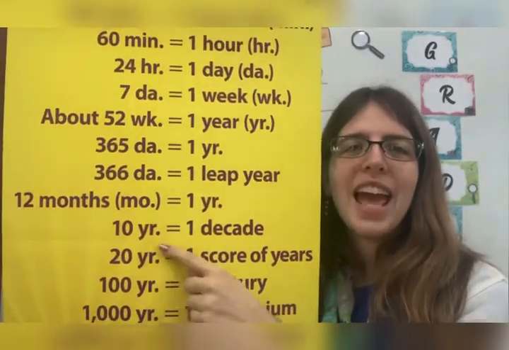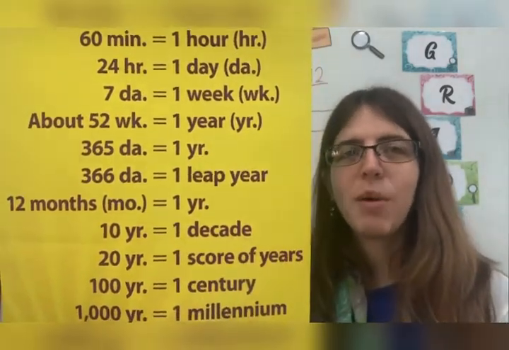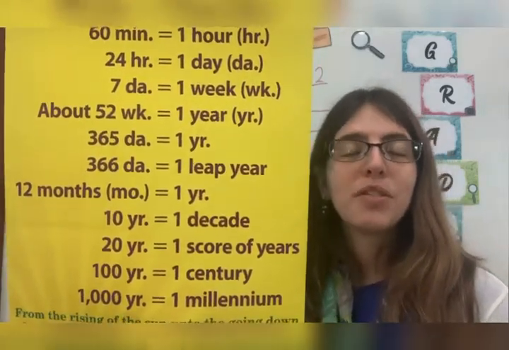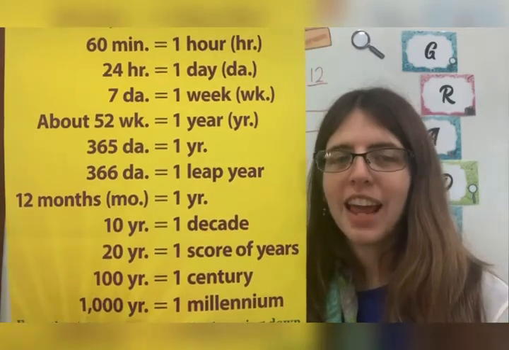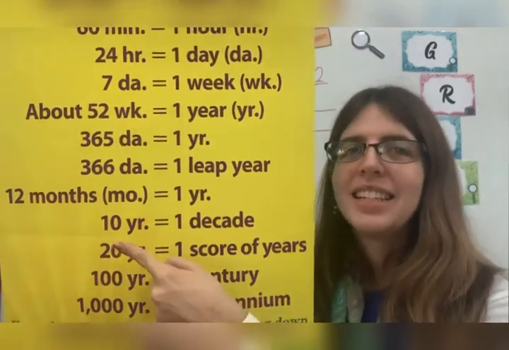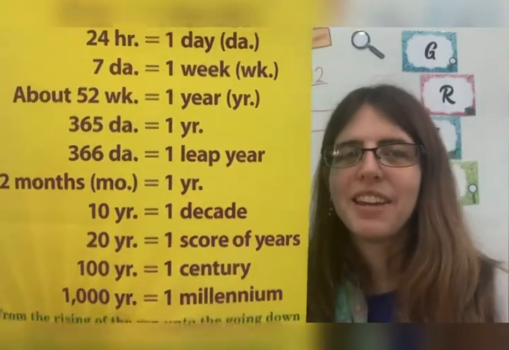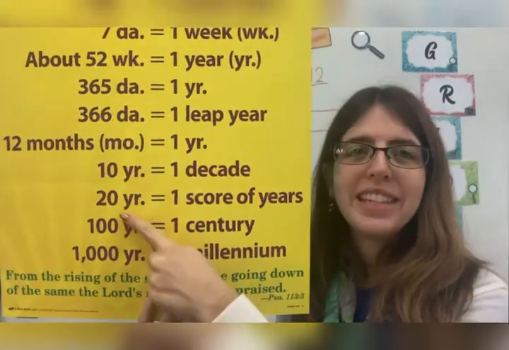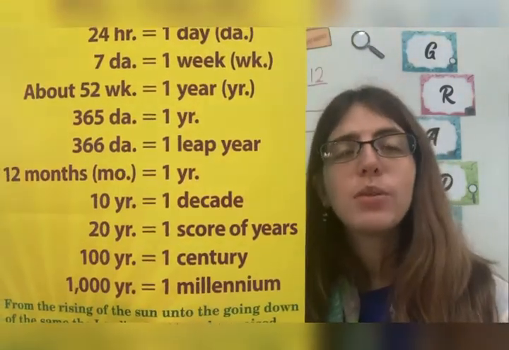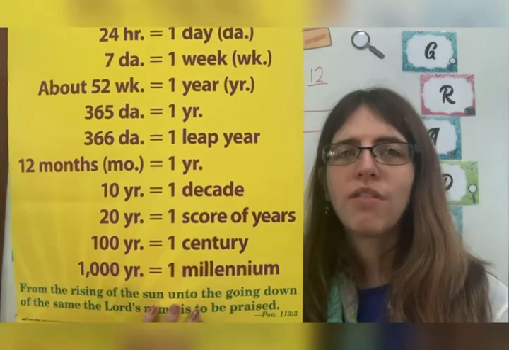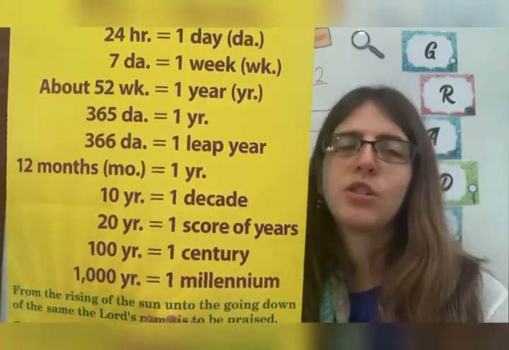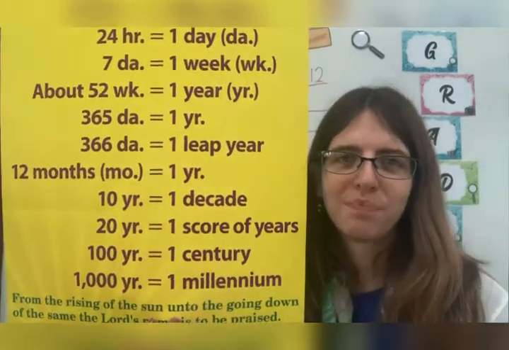Then we have 10 years in a decade. Now this is one that might be newer to you. 10 years in a decade. Remember we've talked about decameters and how that means you have 10 meters? Well, here we have decade. 10 years in a decade. Then we have 20 years in 1 score of years. Now this is not used very often. We don't say score very much, but sometimes we do. So if we say a score of years, we're talking about 20 years.